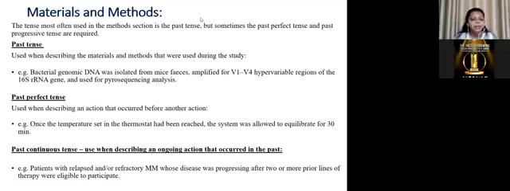Okay, let's see. Patients with relapsed or refractory MM whose disease was progressing after 2 or more prior lines of therapy were eligible to participate. Okay, whose disease was progressing. Okay, this is mostly not used.